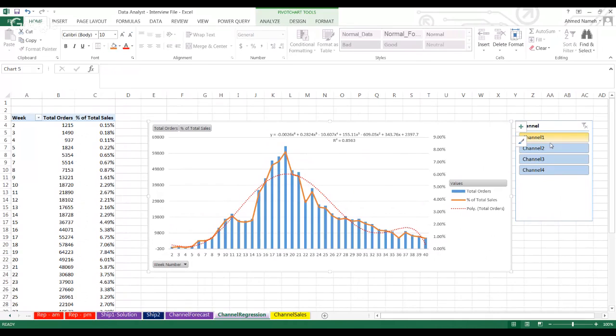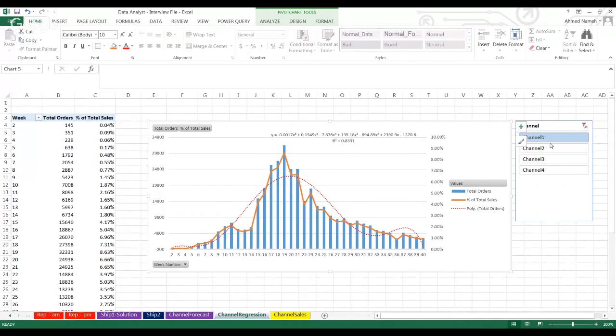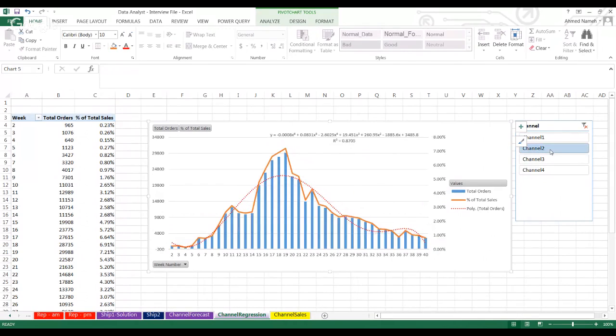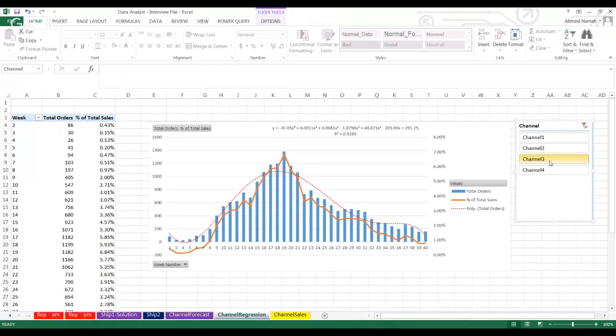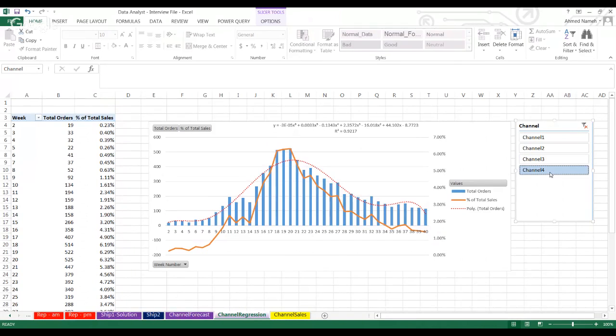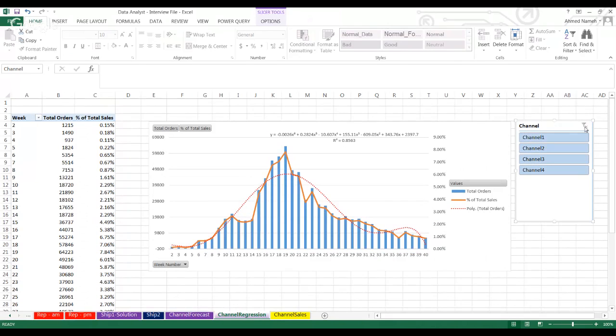If you look at the R value for each channel, you've got a 0.83 for channel 1, which is strong, 0.87 for channel 2, again, very strong, 0.92 for channel 3, which is again extremely strong, and 0.92 for channel 4, which tells the same story. You've got a line of best fit that's essentially a good measure of the pattern of sales for each of the 4 channels.